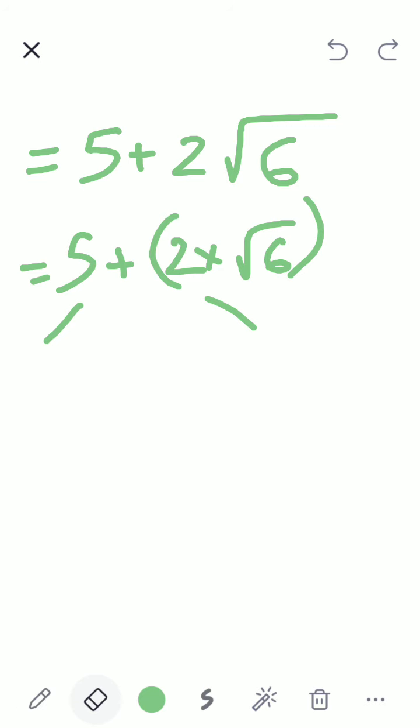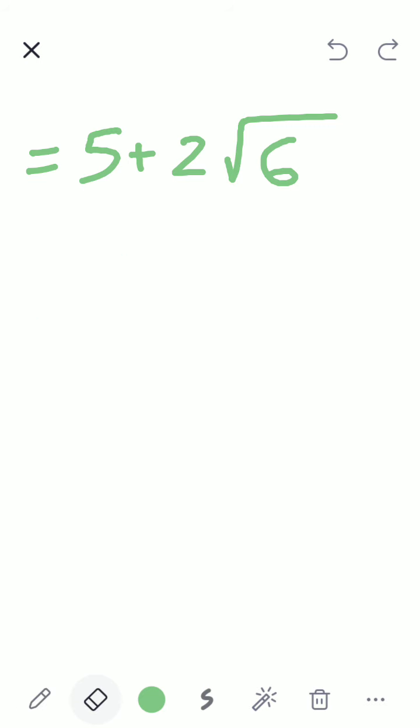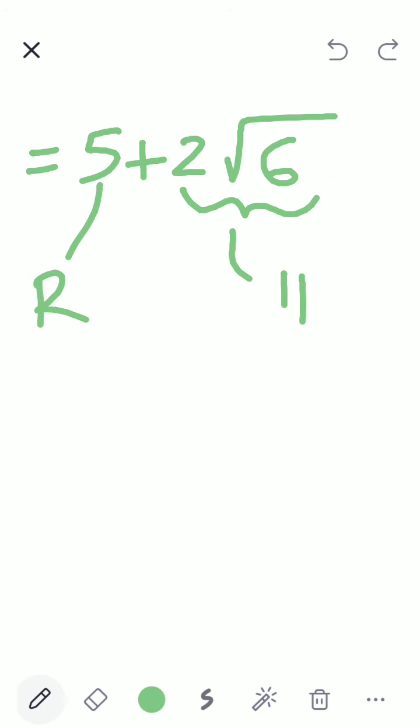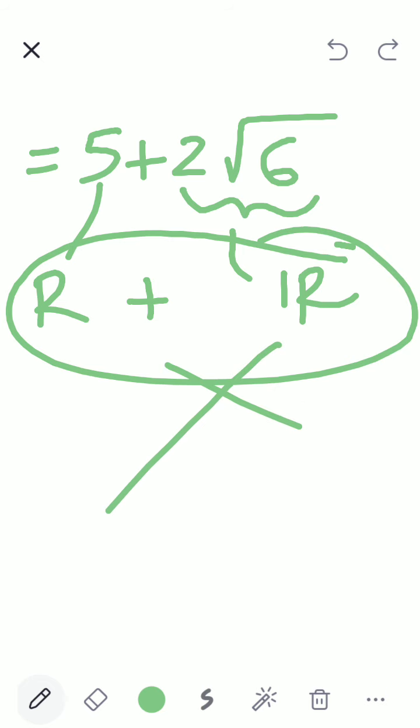Only if this was multiplication, then I could write 10 root 6, 5 multiplied by 2. But in addition, nothing can be done. Why? Because this is a rational number and this combination is an irrational number. I cannot add rational and irrational numbers. Clear?